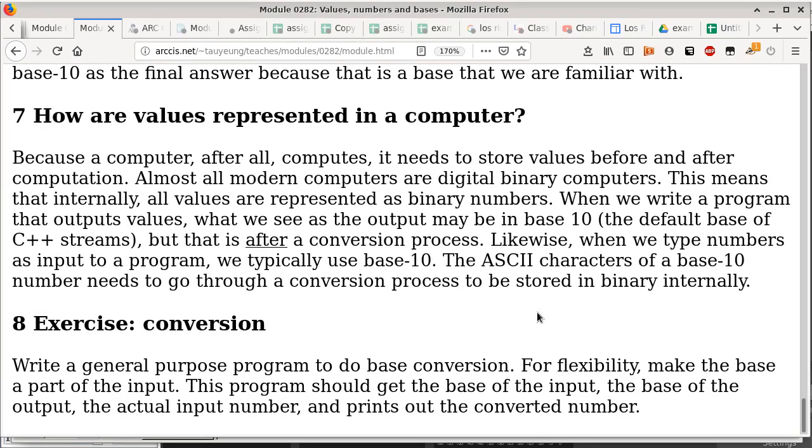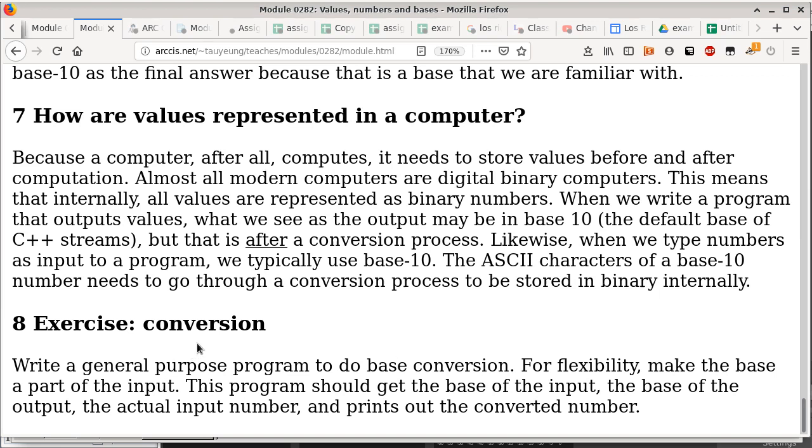So this part, section 7, just talks about how a value is represented in the computer. It's basically in base 2, which is something that I said already in this class. So I'm not going to repeat that particular paragraph.